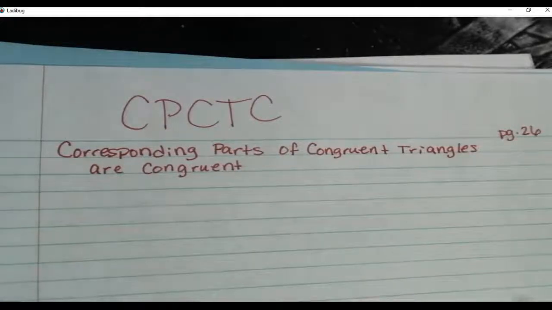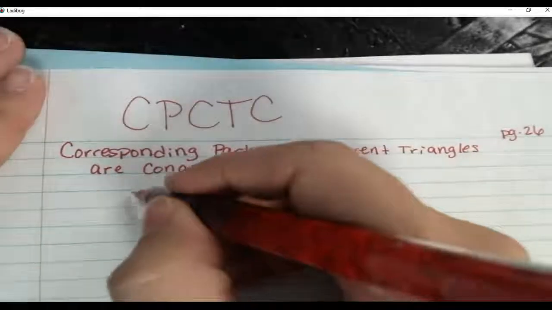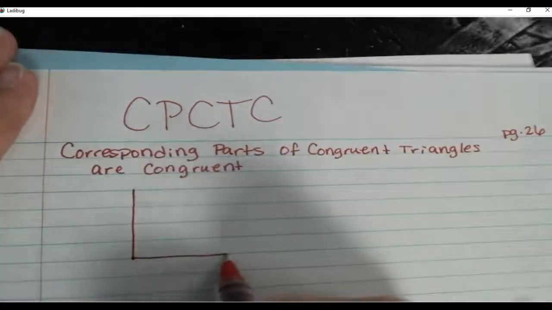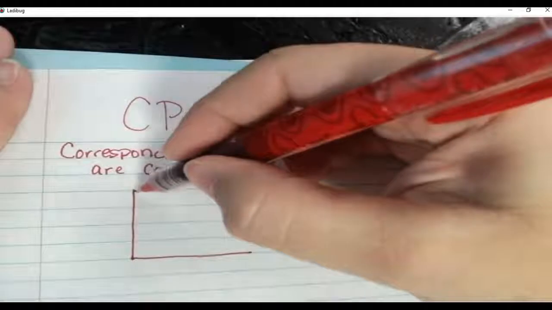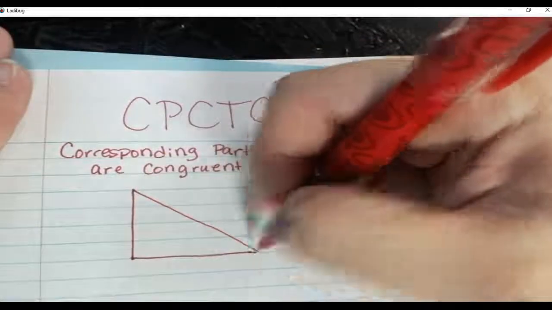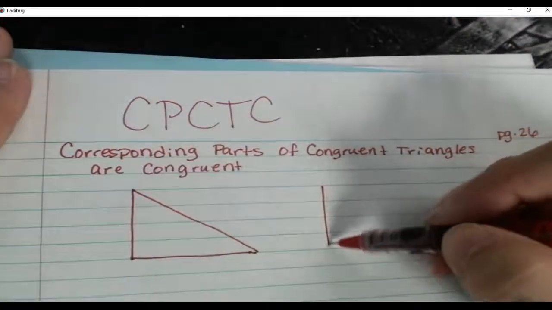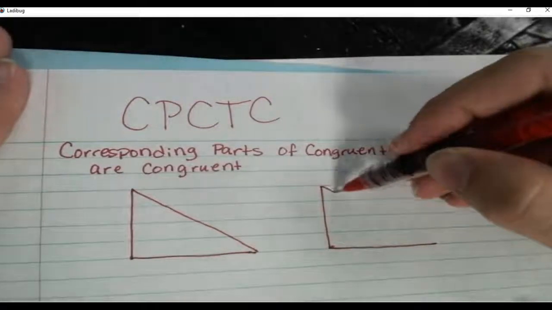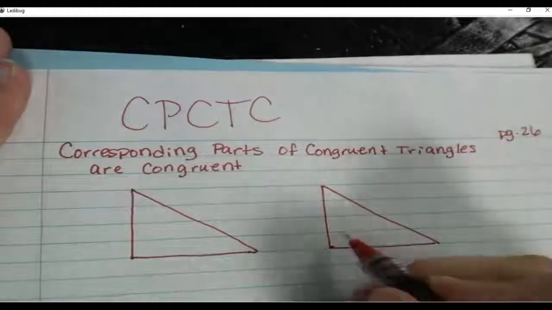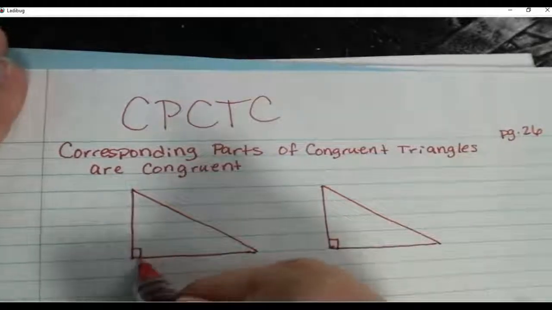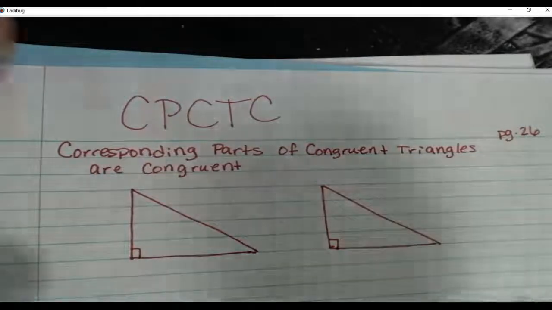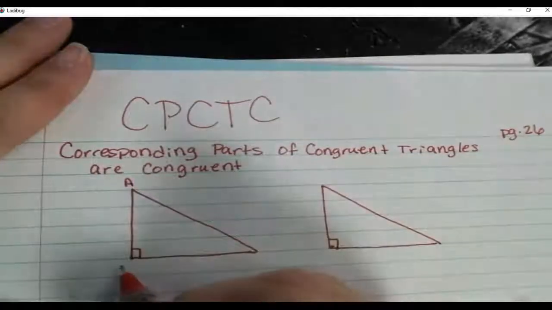And again, we need to know that because in this unit we are going to be proving some things. So, even though it gives you a picture or it gives you a congruency statement, when you're writing it in a proof, you have to have a reason. And so your reason would be corresponding parts of congruent triangles are congruent. So let's draw two.